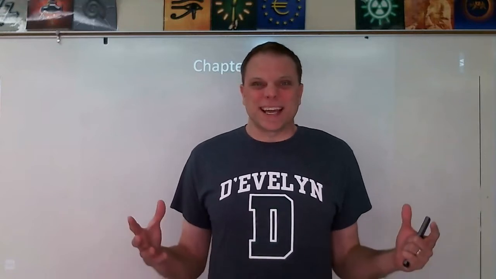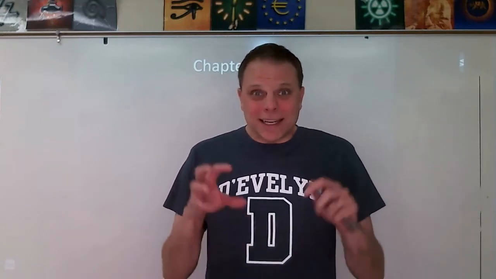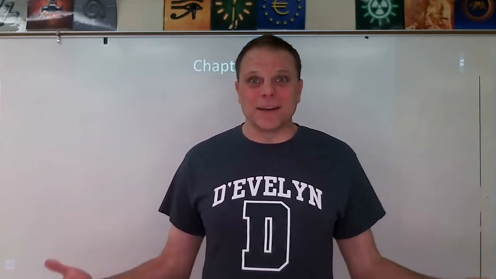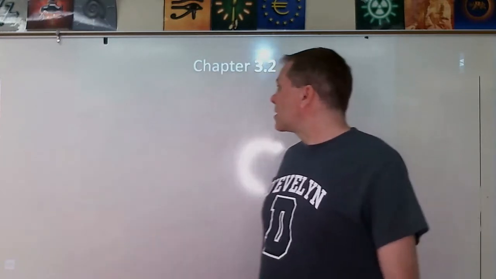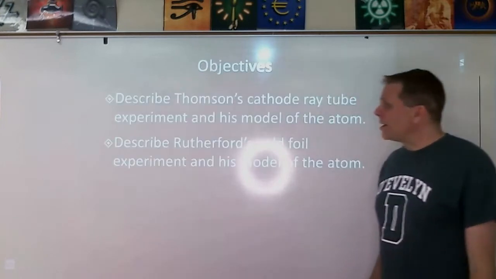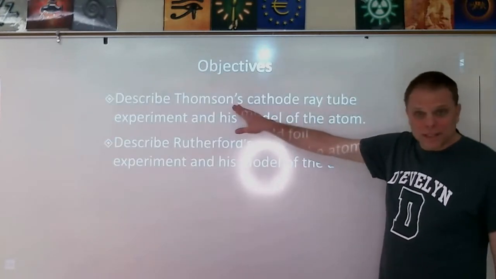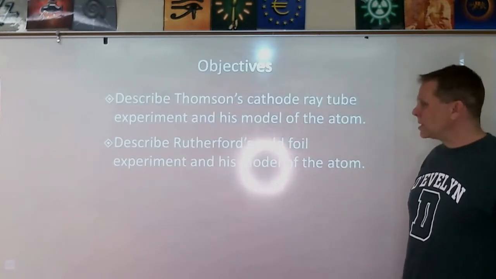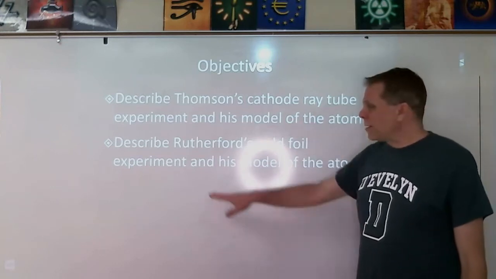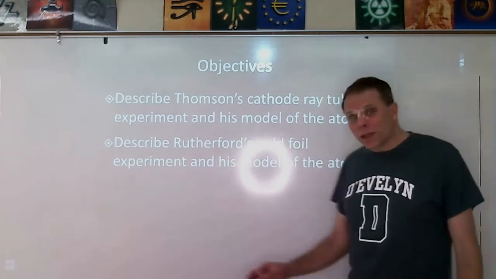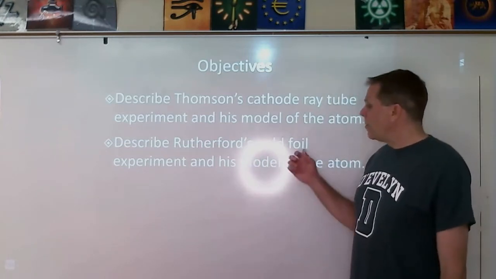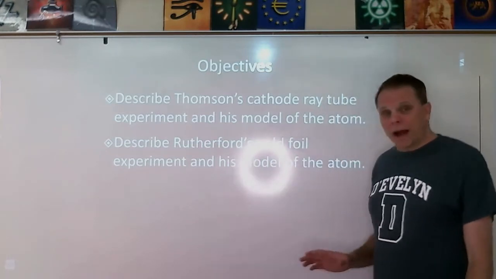And you're going to be able to just kind of see how cool it was that they were able to dive into these black boxes of the atom, these unknown things that we couldn't see, and discover some things we'd never known before. So we're in section 3.2, and our objectives today are to talk about Thomson, and he did a cathode ray tube experiment and what he discovered about the model of the atom. And then Rutherford, a guy by the name of Ernest Rutherford, and what he discovered when he did his gold foil experiment and how that worked out.